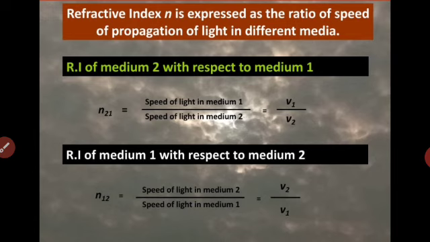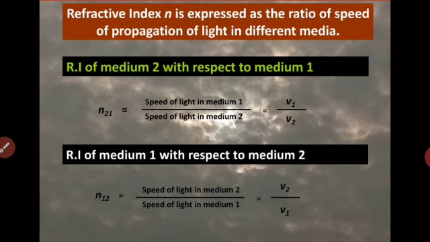Refractive index is denoted by small letter n and is expressed as the ratio of speed of propagation of light in different media. So, when we write refractive index of medium 2 with respect to medium 1, we write it as n21 and the formula for it is the ratio of speed of light in medium 1 upon speed of light in medium 2. A point to be noted here is that we are talking about refractive index of medium 2 with respect to 1. So, the numerator has velocity in medium 1 and denominator has velocity in medium 2. It is V1 upon V2.